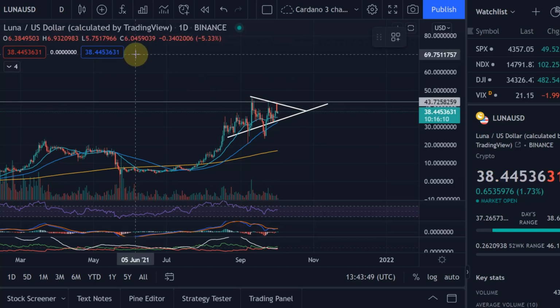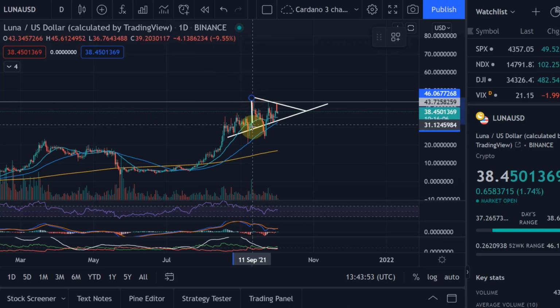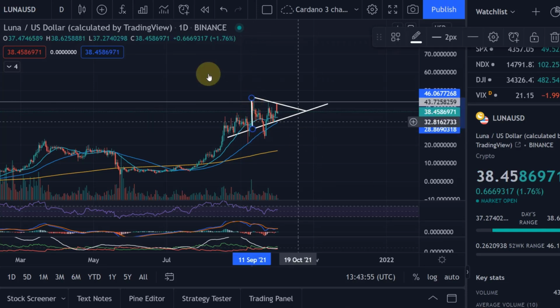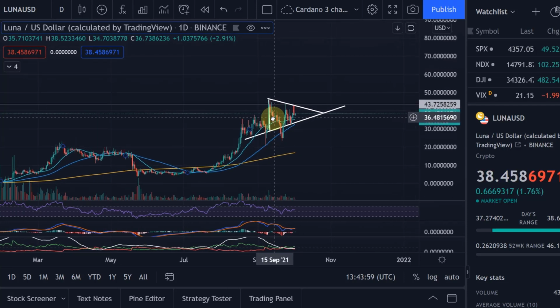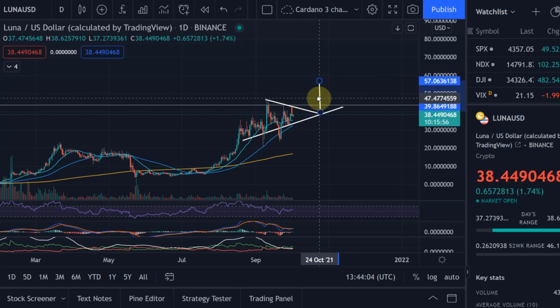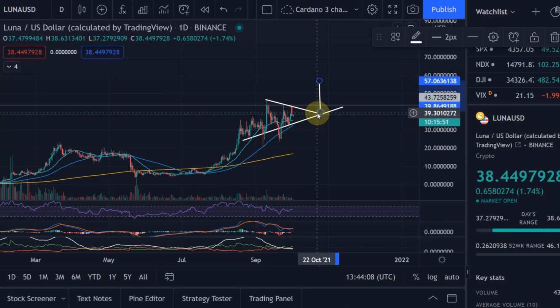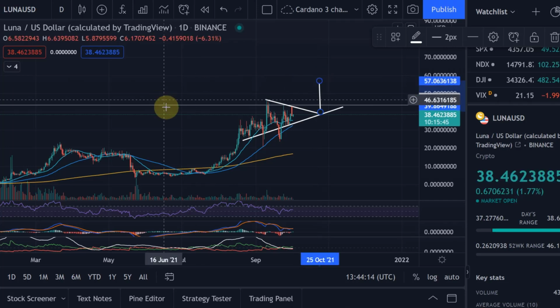Looking at the target, can I give you a target? Well, I think we need to take a look at when this triangle started, which was here. That's when the triangle started, and we take that height of the triangle and add it to the possible breakout point here, the apex, but it all depends on when the breakout is. But let's assume it will be here at the apex, then that could take us to nearly $60 or pretty much $57, $58.